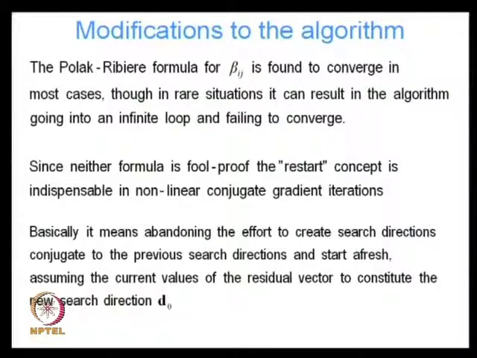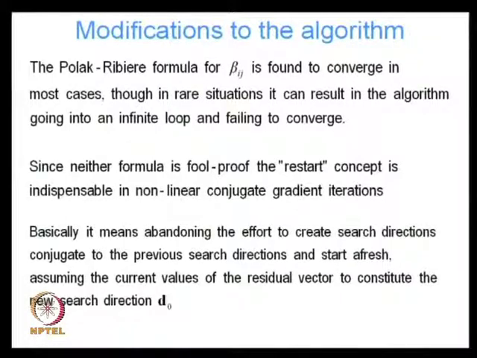The Polak-Ribiere formula for beta ij is found to converge in most cases, irrespective of the starting point. Though in rare situations it can result in the algorithm going into an infinite loop and failing to converge. Basically it starts cycling, and then it cannot converge. Since neither formula is foolproof, the restart concept is indispensable in nonlinear conjugate gradient iteration. This is probably the most important concept when it comes to nonlinear conjugate gradient iterations.